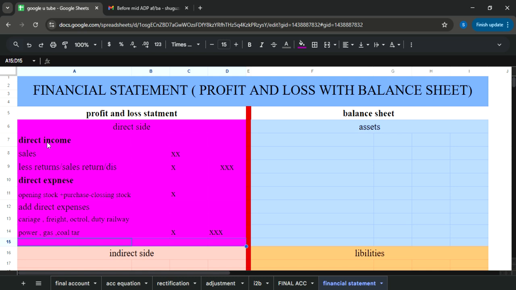Once again you can see we have calculated our direct income, posted over here. Direct expenses, the sum of all these items, would be written over here. The difference of these two, the total of direct income and the total of direct expense. Again, it would be easier for you. Here you will calculate your profit. If your income is more than your expense, that would be called your profit.